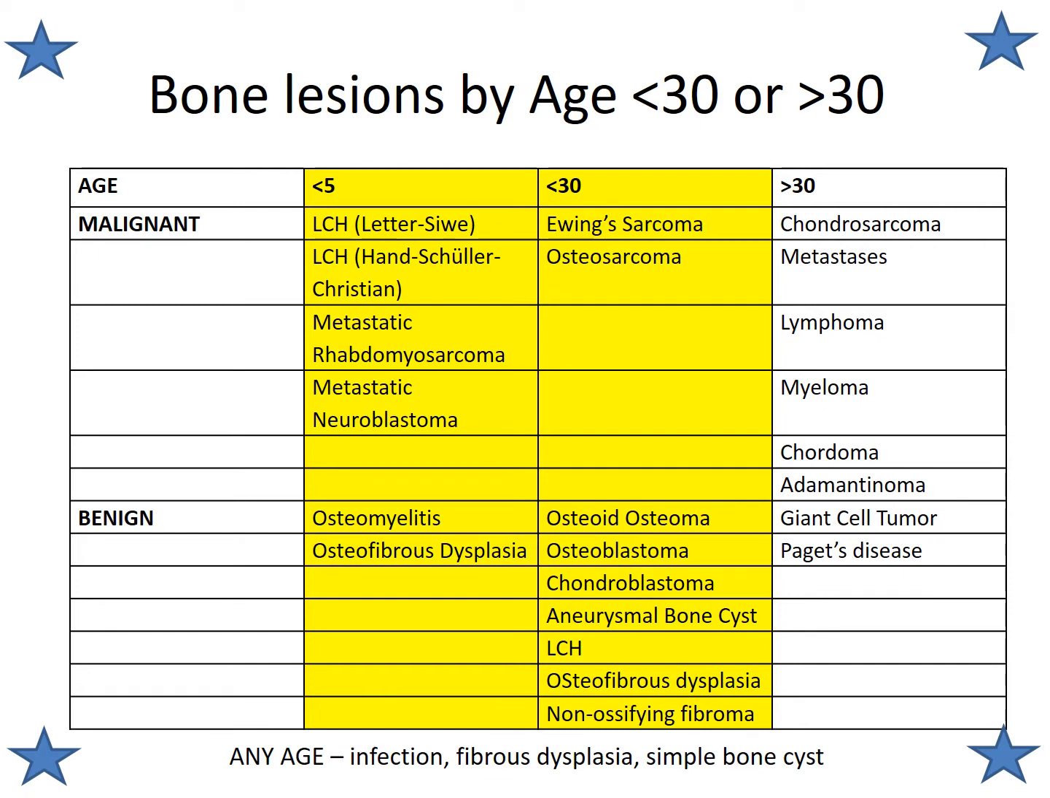And in contrast, if you look at bone lesions in patients greater than 30, there aren't that many, and they're pretty specific. So your primary malignant bone tumor in a patient over 30, a chondrosarcoma. A lot of bone lesions you will then see are metastases: prostate, thyroid, breast, lung, kidney, lymphoma, and myeloma. Chordoma is more common in the over 30 age group. And then adenomatomas, giant cell tumors, and Paget's disease.